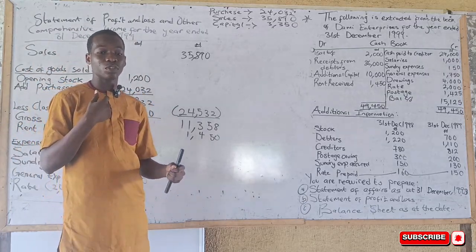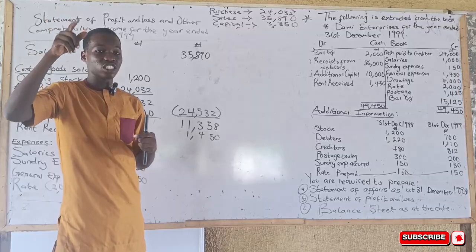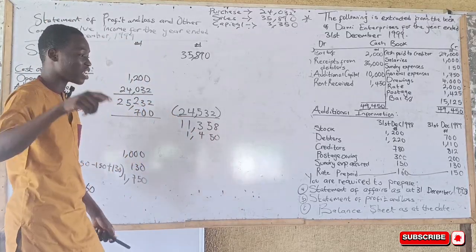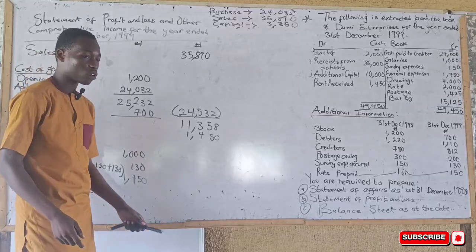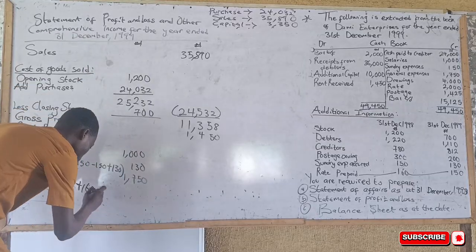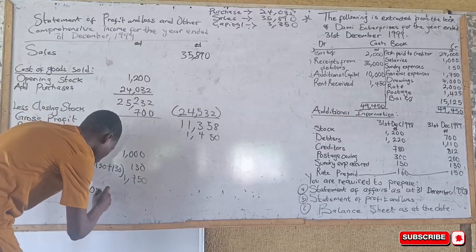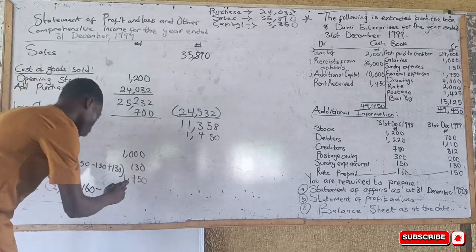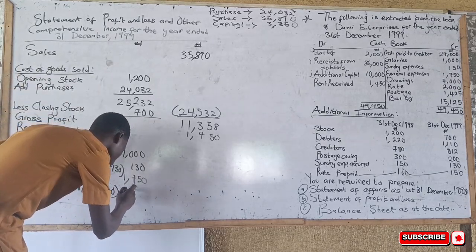You know that prepaid simply means you are paying in advance. It's not for that year, it's for the next year. So rates prepaid at the end is for the next year, it's not for this year that we are working for. So we need to subtract it from it. Minus 150. Then our balance is going to be 2,010.